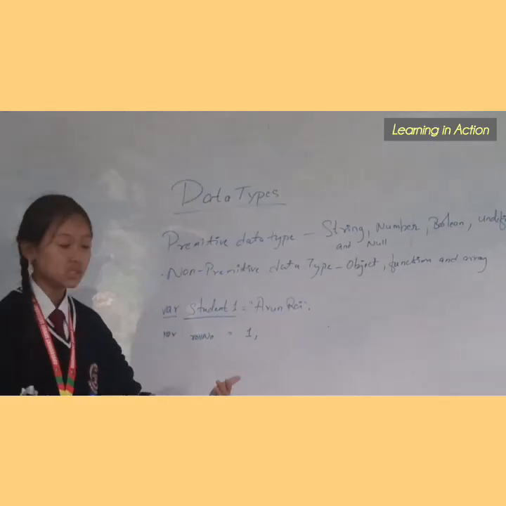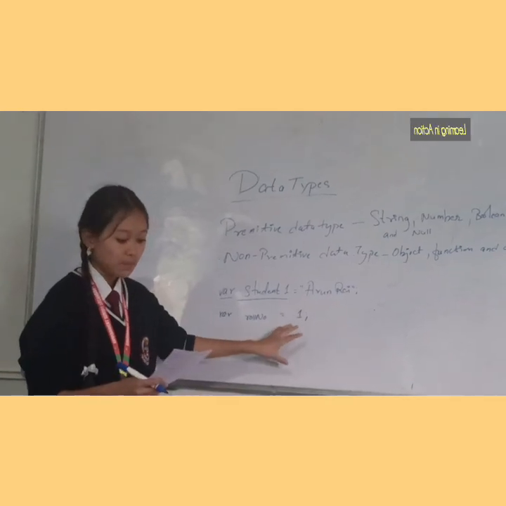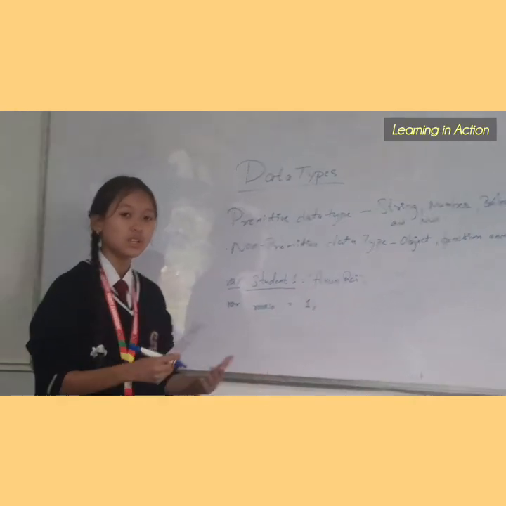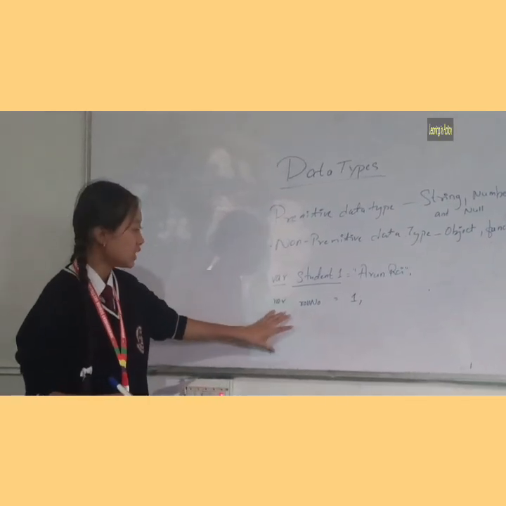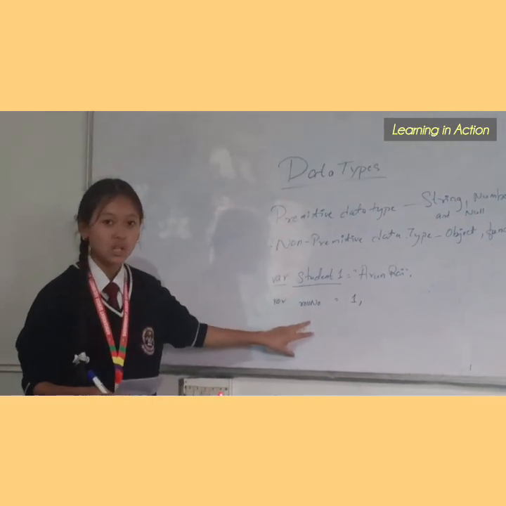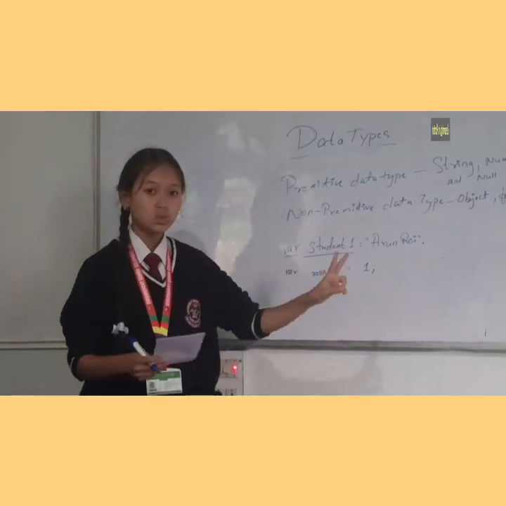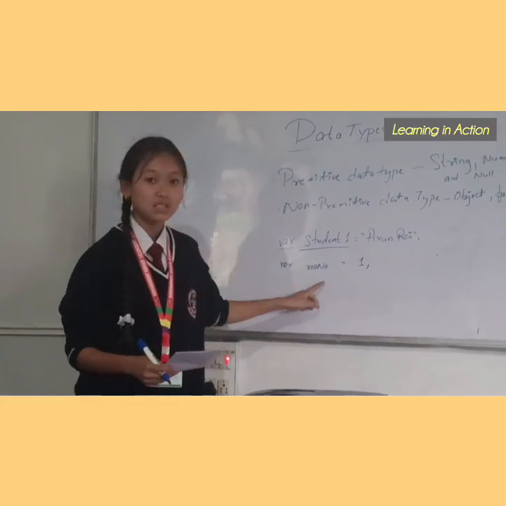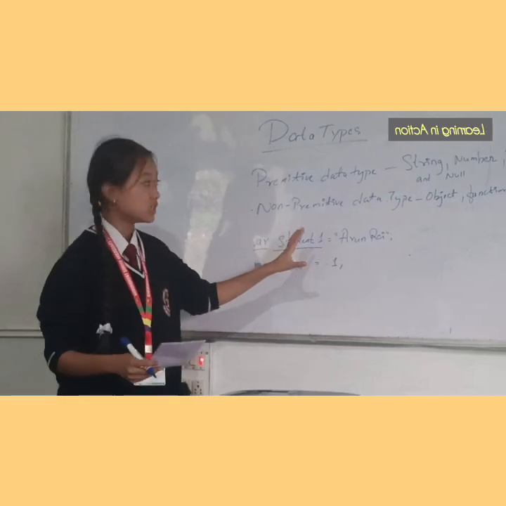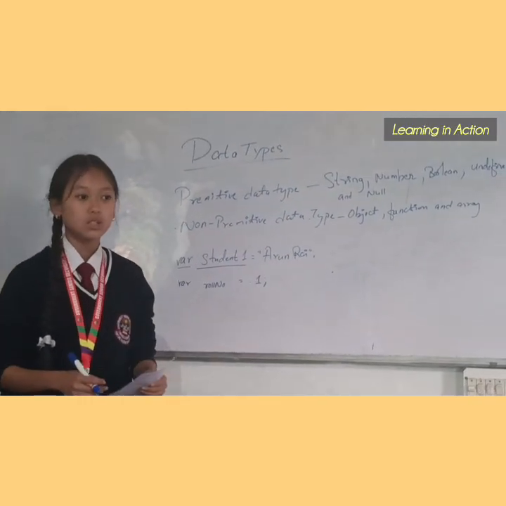So if we see in the number data type, we can use integers, which can be a whole number or even a decimal number, and we use var here to create a variable, and roll number here is the name of the variable. Whenever we write 2 words for a variable, we remember to use camel case here. We're supposed to write it this way.